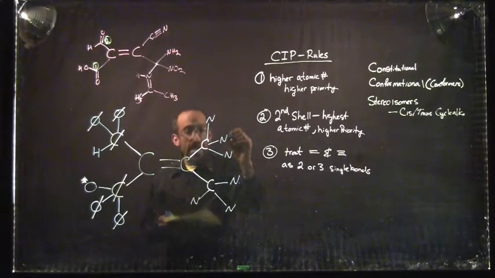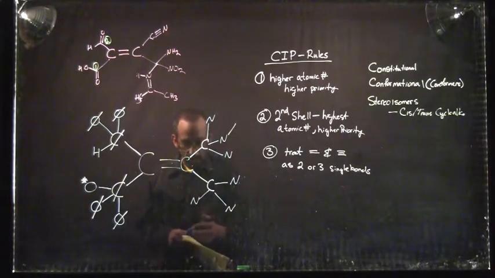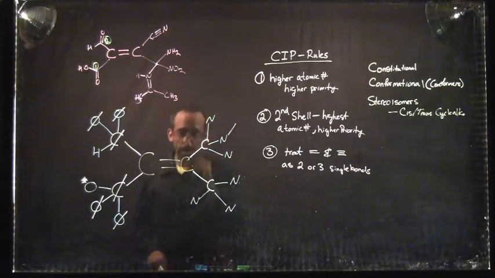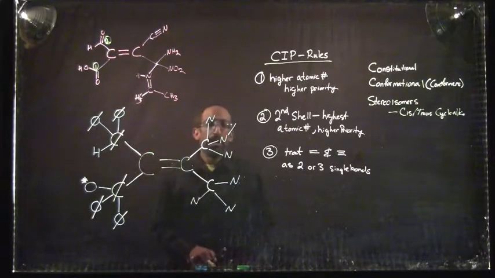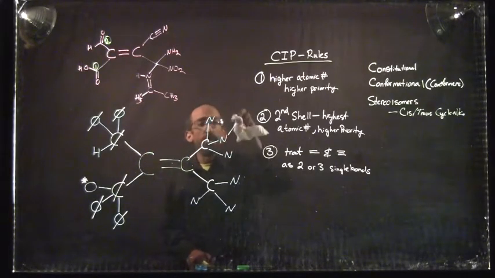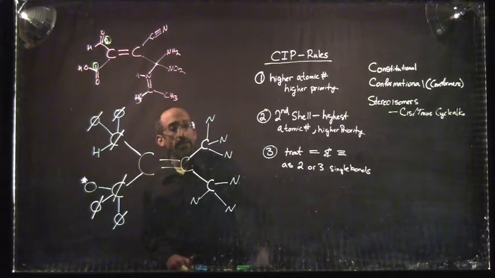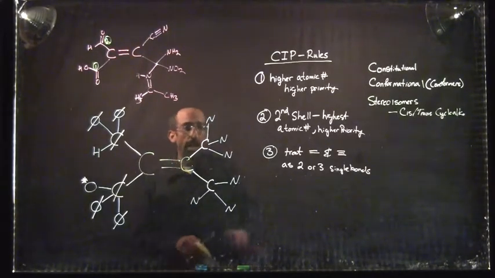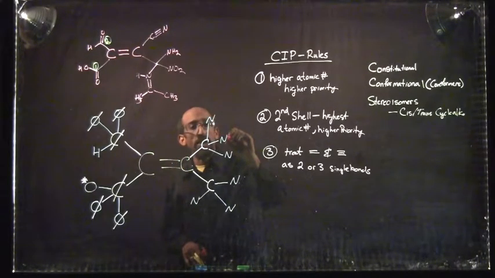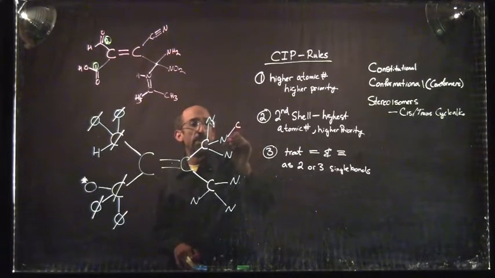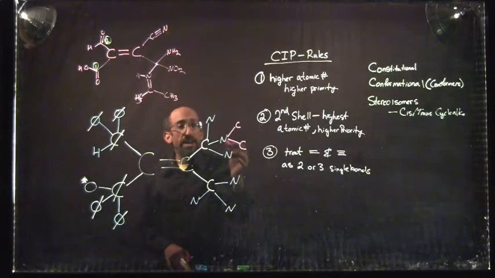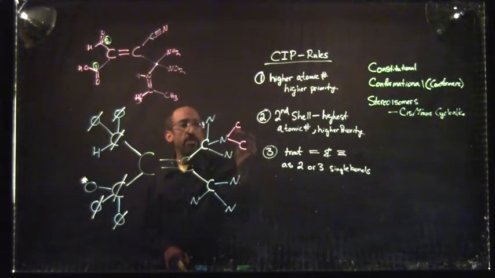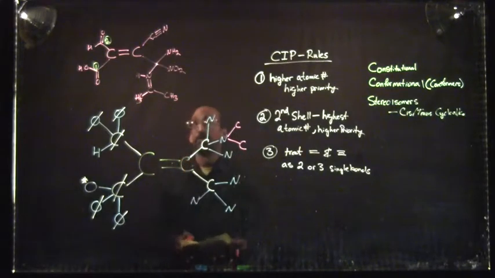And off of one of them, I put, and I'm going to use yet a new color. Here we go. So I'm going to now use pink to denote my third shell. And I go off of one of those nitrogens, and I put 2 carbon atoms, because my nitrogen is bonded once to carbon, twice to carbon, 3 times to carbon, right? So now pink is going to be my third shell.